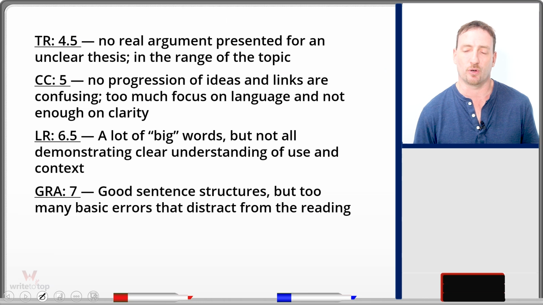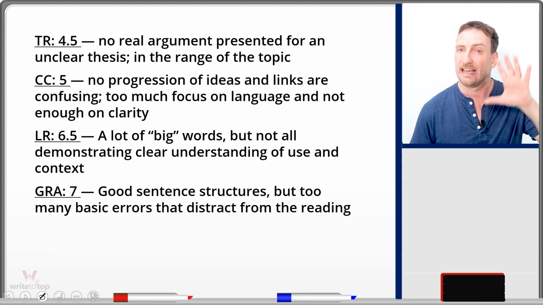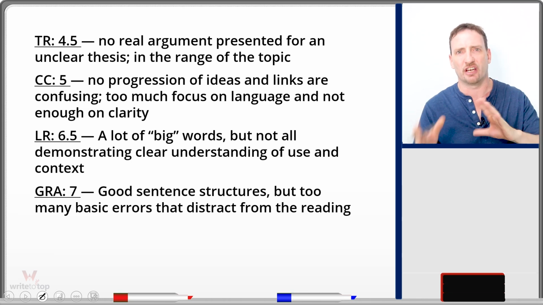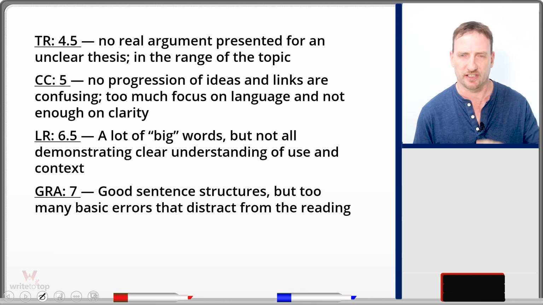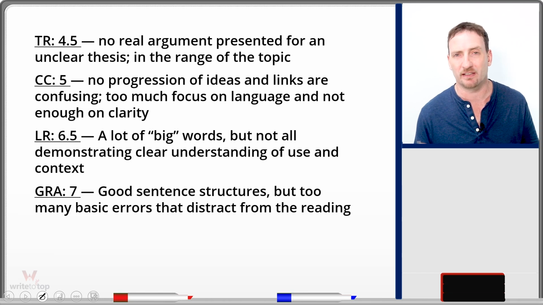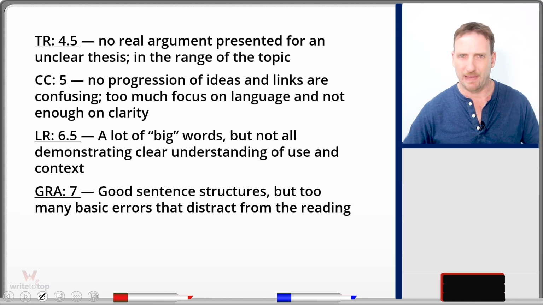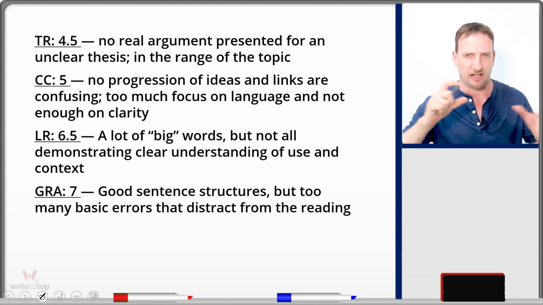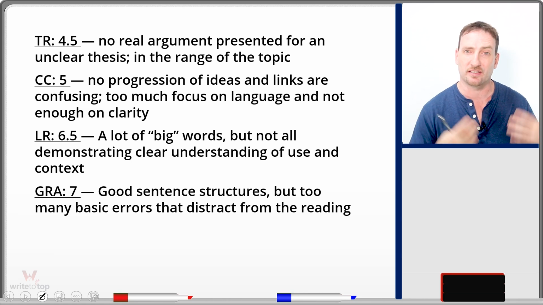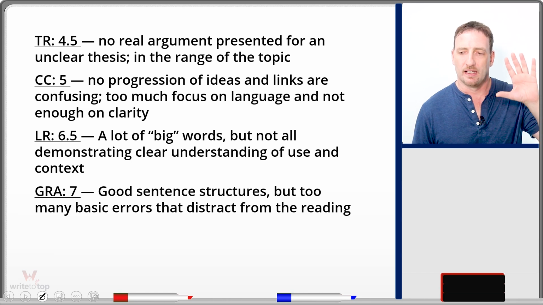Now, final score. Task response lost a lot of points. He's basically in the general area of knowledge and university. So he doesn't get a 0. It's a 4.5 because he didn't actually make an argument. He didn't have a clear thesis. Cohesion and coherence, a lot of confusion, bad topic sentences. The paragraphs don't really have a central focus, a lot of wordiness. Lost a lot of points there as well.